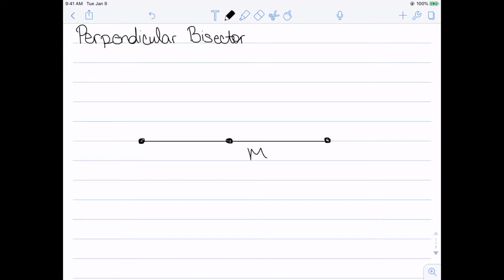Well, we want a line that passes through this point M that is also perpendicular to our segment. And this would be known as the perpendicular bisector. It needs to bisect, meaning pass through the midpoint, and it needs to be perpendicular.